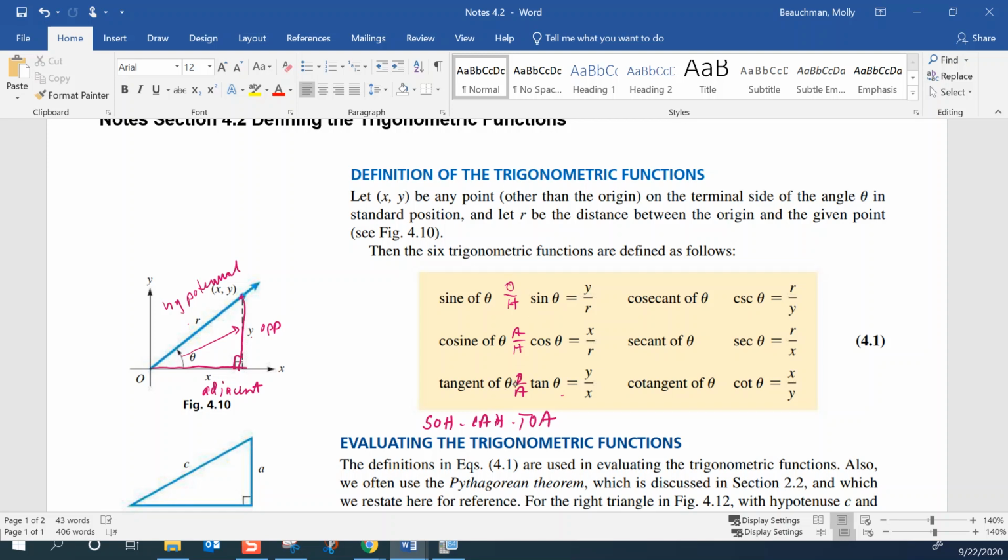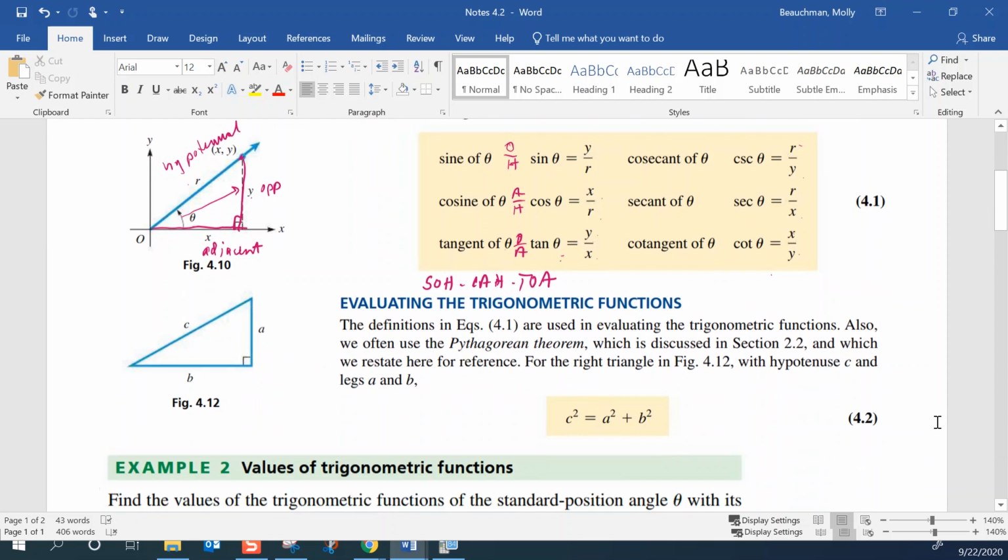Those are the 3 trig ratios, and if you know those 3, you can get the other 3 by taking the reciprocal. If the sine of your angle is y over r, the cosecant is r over y. If the cosine is x over r, the secant is r over x. And if the tangent is y over x, the cotangent is x over y. These are sometimes called the reciprocal functions because they are reciprocals of the 3 basic trig functions. Altogether we have 6 different ratios we can write with the 3 sides of a triangle.